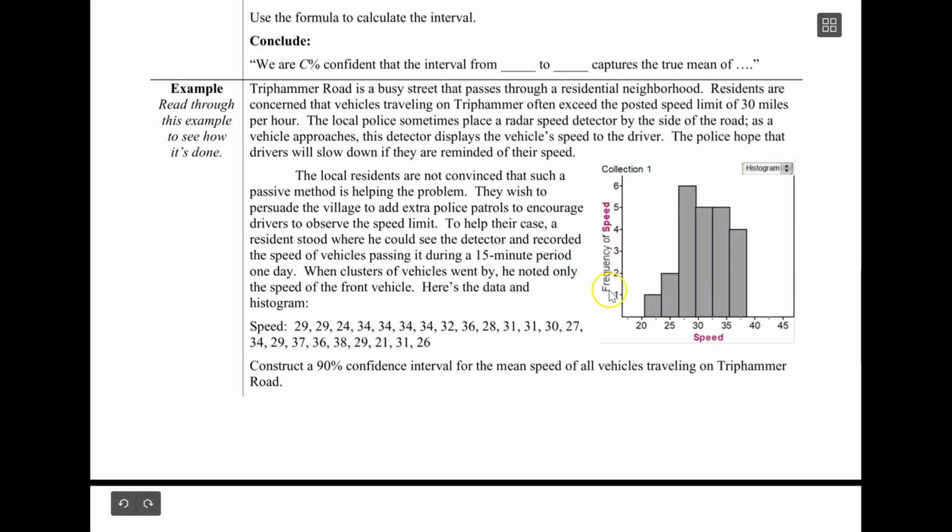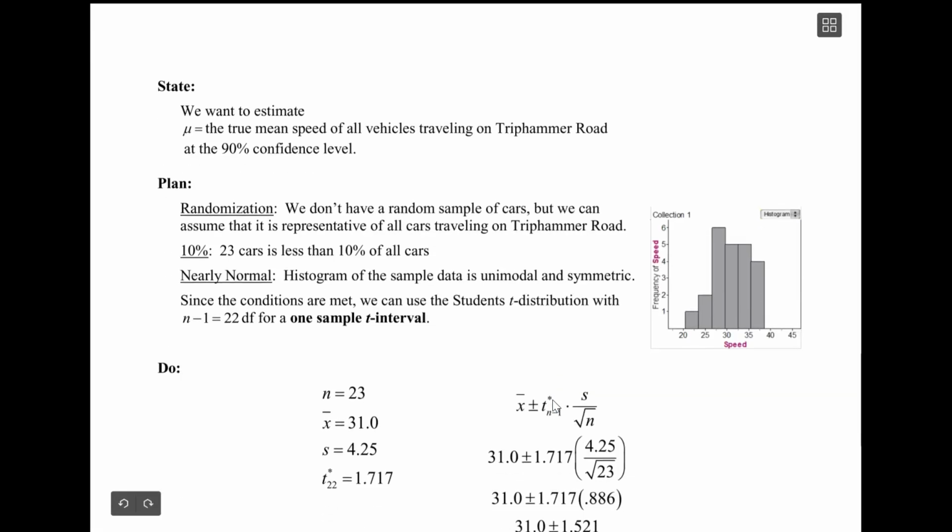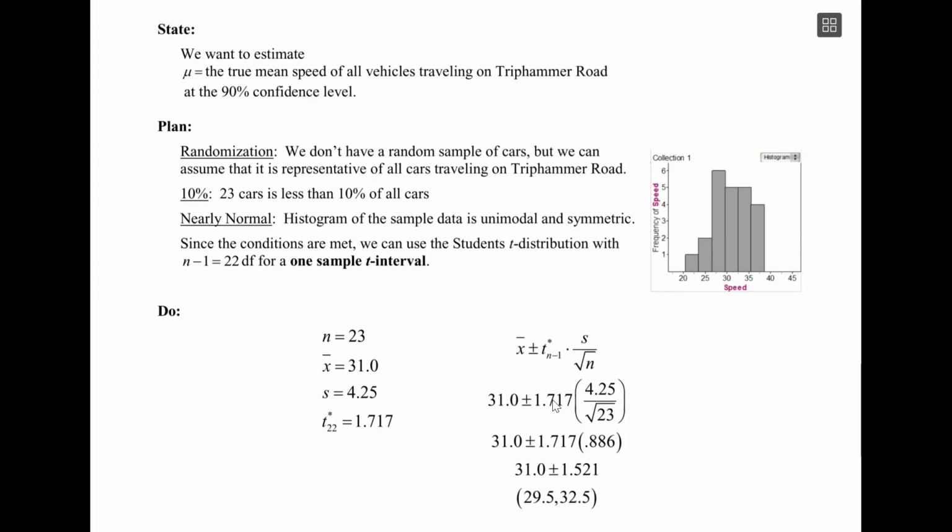I'm going to have you guys go ahead and read through this one. It's a lot to read. I'll let you do it at your leisure. But what it comes down to is that there were a bunch of cars that were observed, and the data is graphed here. It's graphed because the sample size was less than 30. And we can see from the graph, and it never says that it's from a normal population. All right, so then it says construct a 90% confidence interval for the mean speed of all vehicles traveling on this road. So state, we want to estimate, I'll let you read through that.